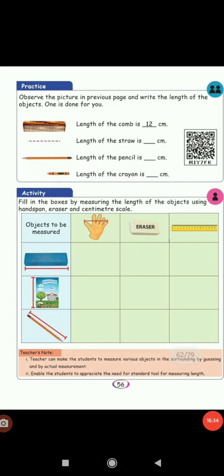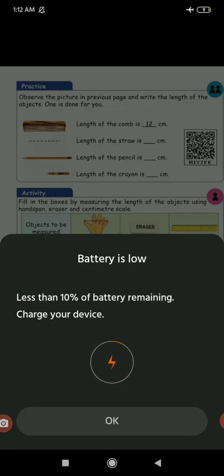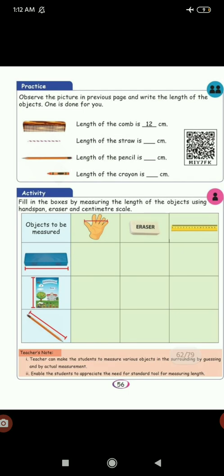Okay, see page number 56. Practice. Observe the picture on the previous page and write the length of the object. One is done for you, isn't it? The comb is done for you. Next, after that, the pencil and crayons you have to do. And the activity also you have to do.